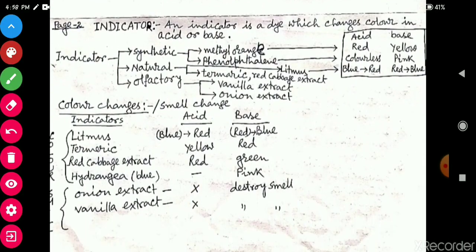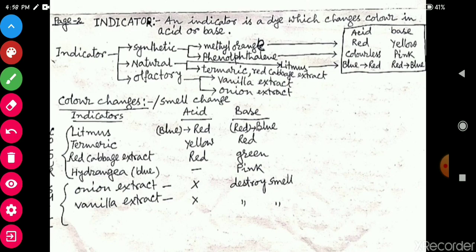Indicators can be classified as synthetic, natural and olfactory. Synthetic indicators, for example, methyl orange, phenolphthalein, etc. Natural indicators: turmeric, red cabbage extract, litmus. Olfactory: vanilla extract, onion extract.